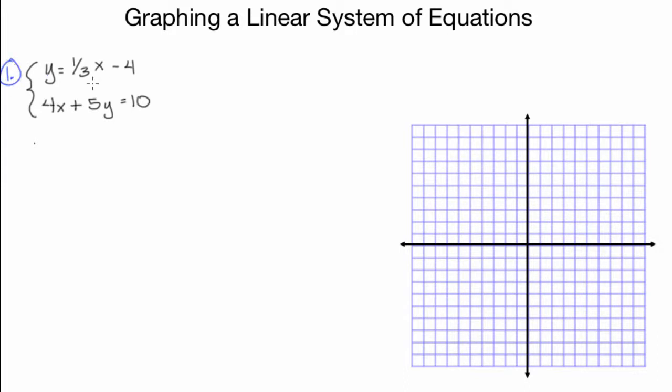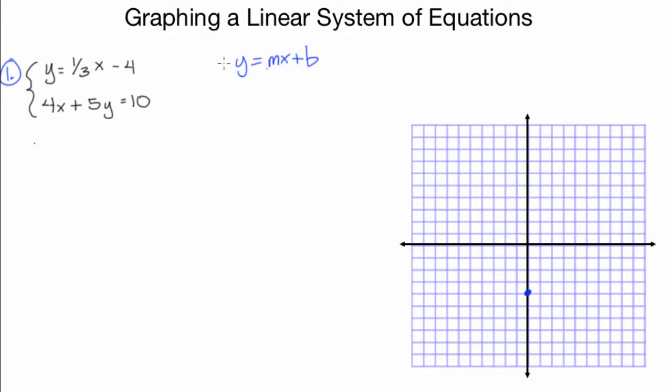So I've got y equals 1/3 x minus 4. Well, it's already in slope-intercept form. Remember, y equals mx plus b. So b is -4, that's my y-intercept. So I'm going to go down 4. That's where that line crosses the y-axis.